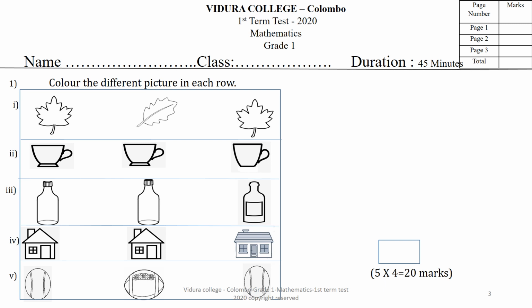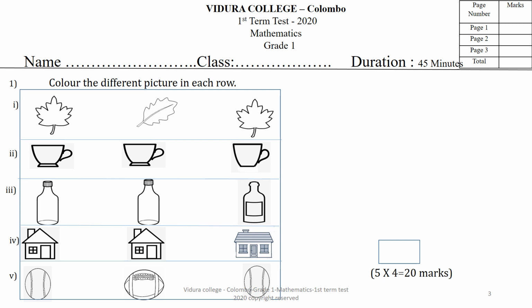Okay, let's go to the fourth one. Keep your finger on Roman number 4. In this line, there are some houses. And there's a different house. Find that one and color it. Shall we go to the last one? Okay.